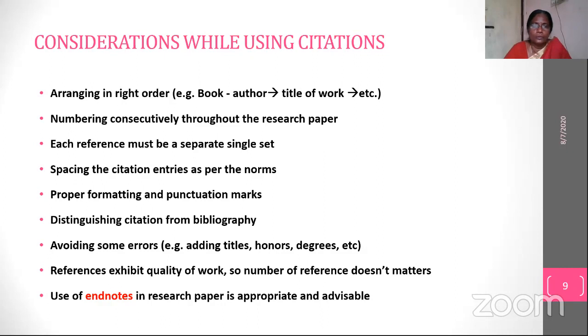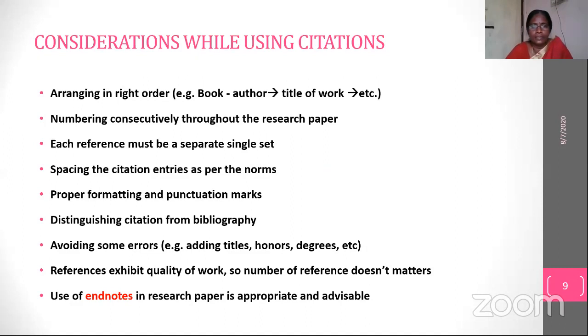So references are to support our statement. The references are to support the author. References are to support our claim as well as to proclaim the authenticity of the work, our work.